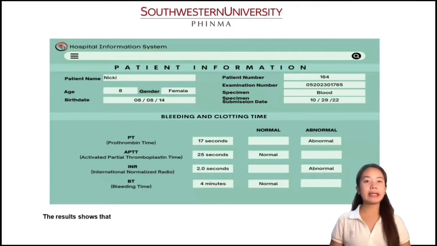As can be seen from the bleeding and clotting time laboratory test, the patient's prothrombin time, or PT, result is abnormal since it exceeded the normal rate, which is 10 to 13 seconds, while her activated partial thromboplastin time, or APTT, result is normal since it has a normal rate of 25 seconds. Generally speaking, these were used to determine if there are coagulation abnormalities, and it appears that there could be a higher chance of the APTT result being abnormal if the patient wasn't diagnosed immediately after her 5 days of fever.